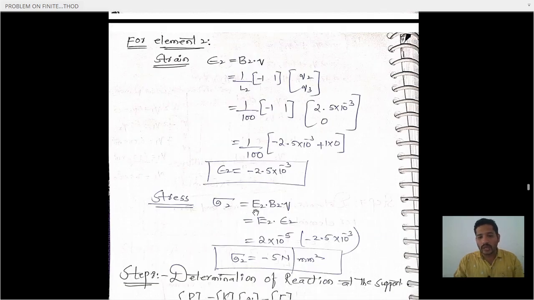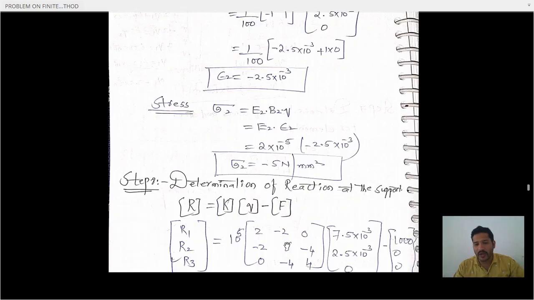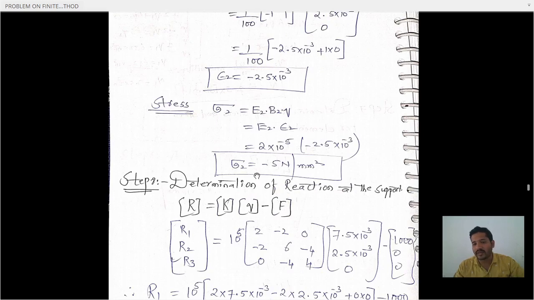Sigma 2 is equal to E2 B2 into Q. So here E2 as it is, B2 into Q, what we can say? Strain. So how much are we getting the value? Minus 2.5 into 10 power of minus 3. Then the modulus of elasticity for the second element is 2 into 10 power of 5. If you multiply these terms, then you will get the value minus 5 Newton per mm square.